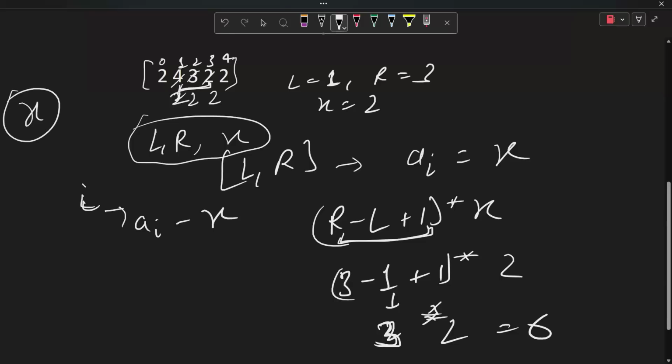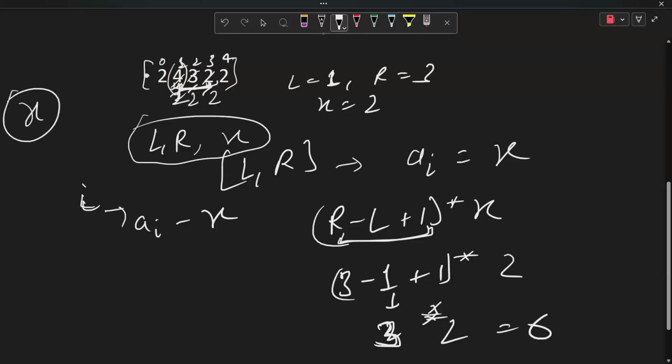If the question was this, then also the problem would be exactly the same. If we are doing from L to R range, we are basically assigning every integer from L to R as X. So if we are doing this range of 3 elements, we can do it 3 times, once for each element.